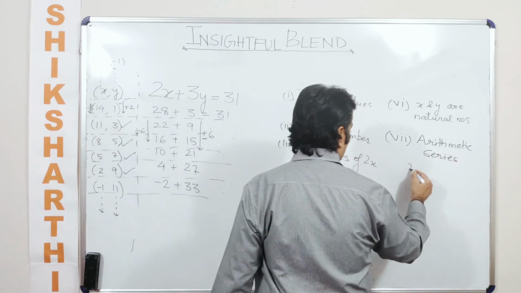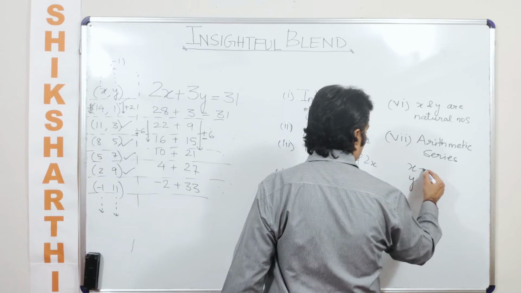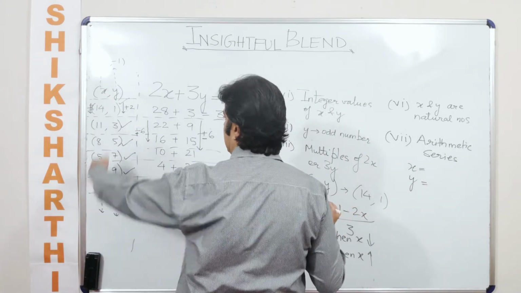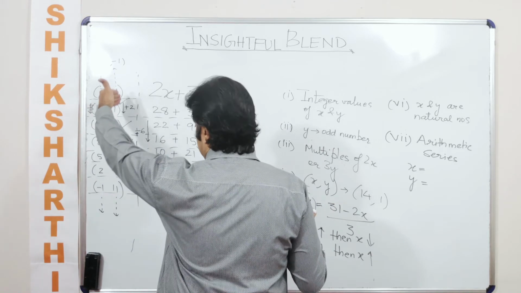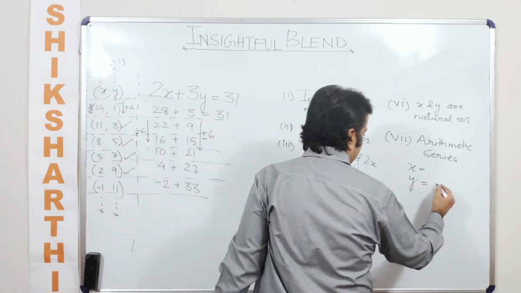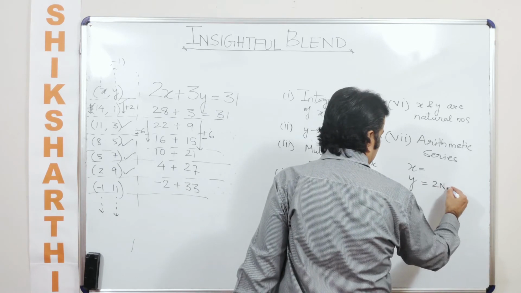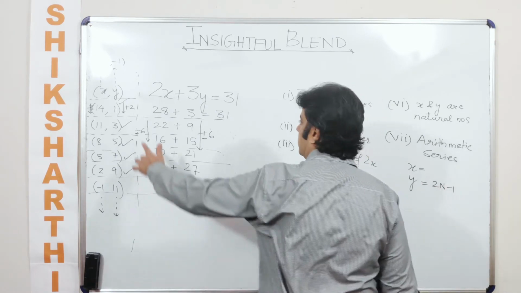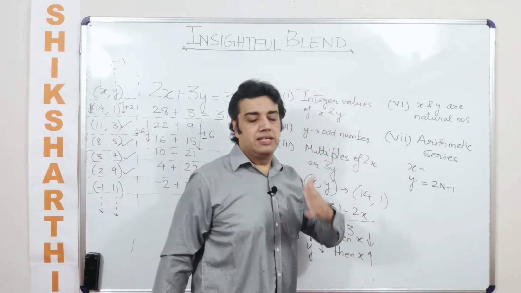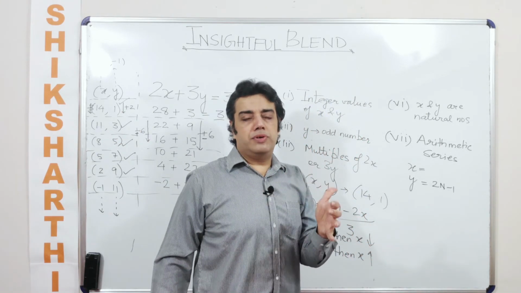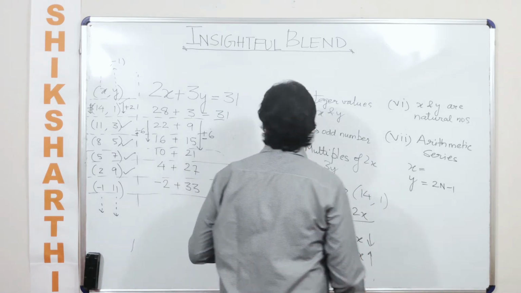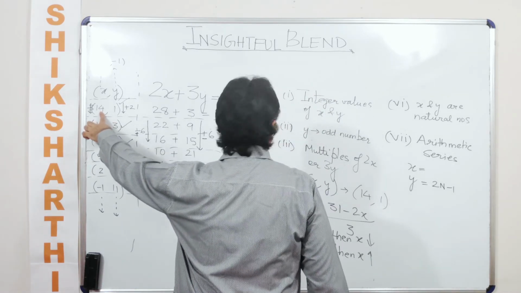So can I say now, if here x was decreasing and here y was increasing, can I find out the nth term of y? So can I say y is nothing but 2n minus 1? So y is nothing but 2n minus 1. And how do I get this? We already know the formula for arithmetic series. The nth term is equal to the first term plus n minus 1 times the common difference of the same series. Similarly, can I get the nth term here?